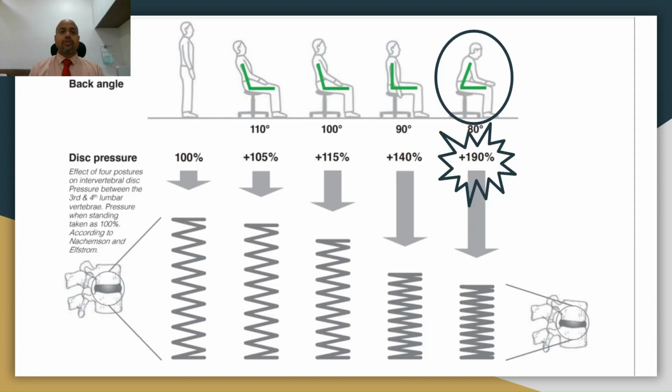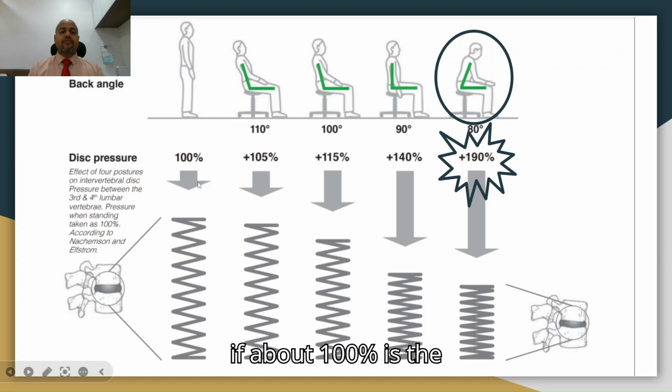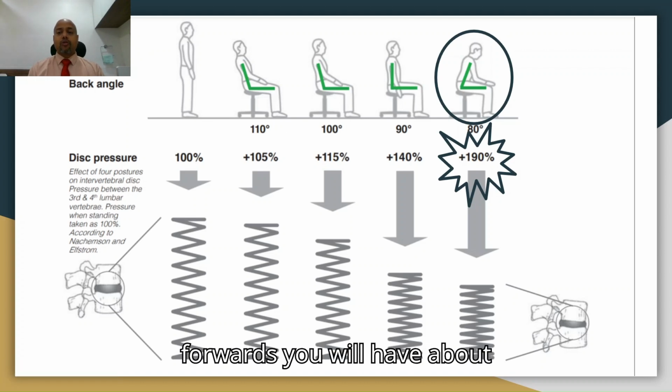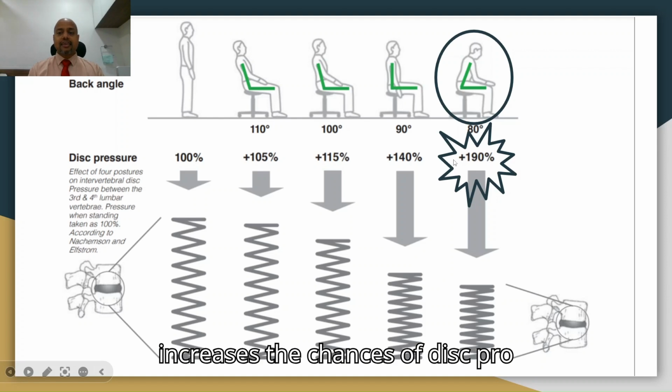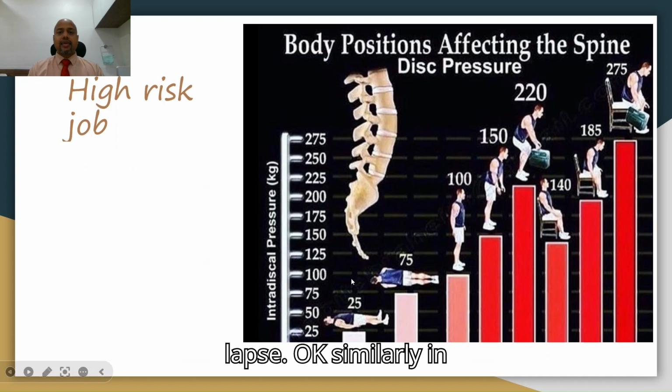Okay. Now, if you see this study by Nachemson, he showed that if about 100% is the pressure on the L3-4 intervertebral disc on standing, if you sit and bend forwards, you will have about 2x or twice the amount of pressure on your back, and this increases the chances of disc prolapse.